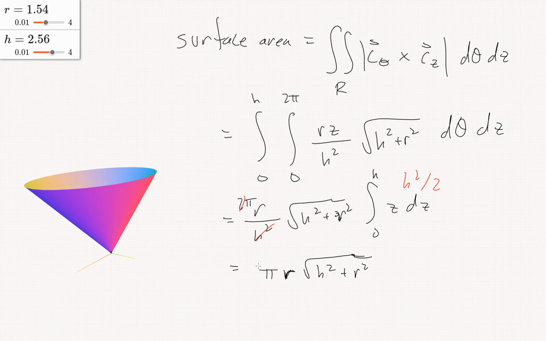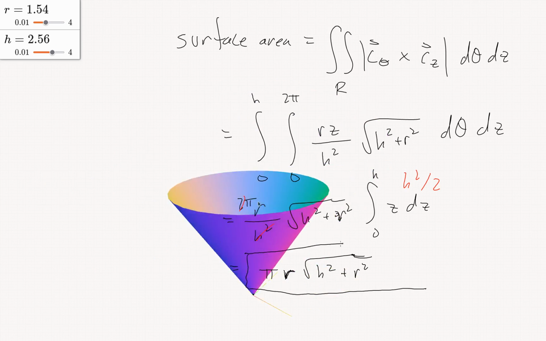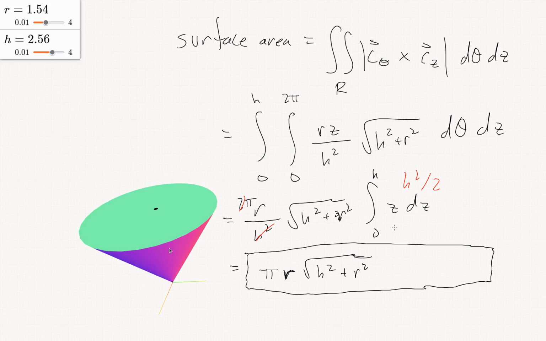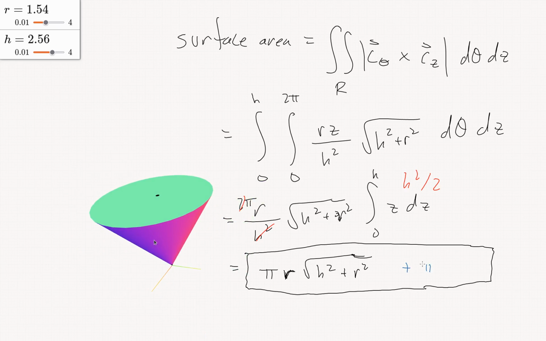Let me make a warning. This is only the surface area of the sides of the cone. If you wanted to also include the base of the cone in the surface area calculation, then we would also add plus pi r squared, which is the area of the base of the cone.